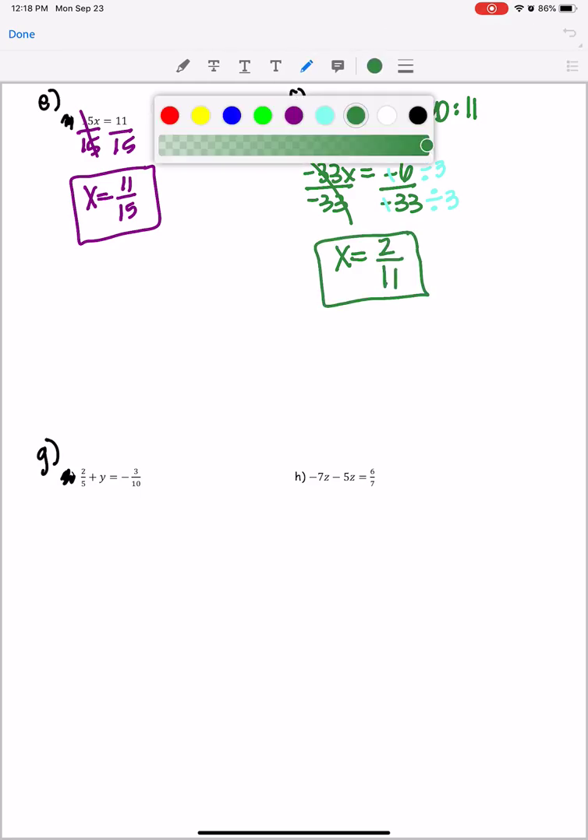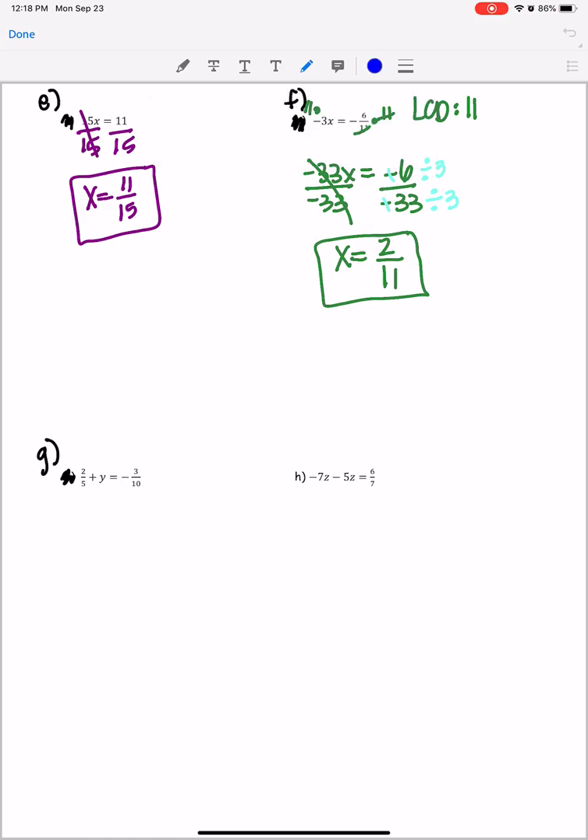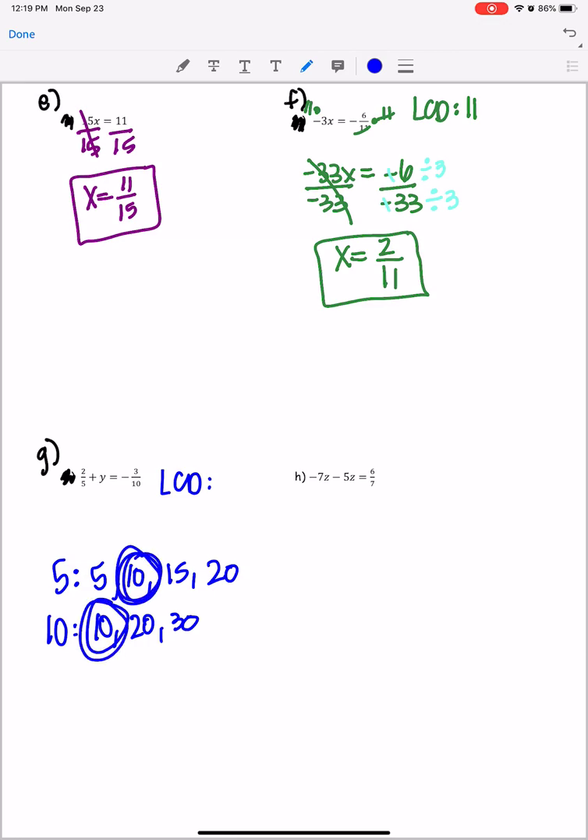On G, you don't have an option. You have to use your LCD because you've got a fraction being added to a whole number, right? Because that's a 1y and equals a fraction. You have to use your LCD here. Again, hopefully you're getting enough practice with these that you're able to see the LCD right from the get-go. But if not, you've got 5 times 1, 5 times 2, 5 times 3, 5 times 4, 10, 10 times 1, 10 times 2, 10 times 3. What is the least common denominator? The smallest one is going to be that 10.